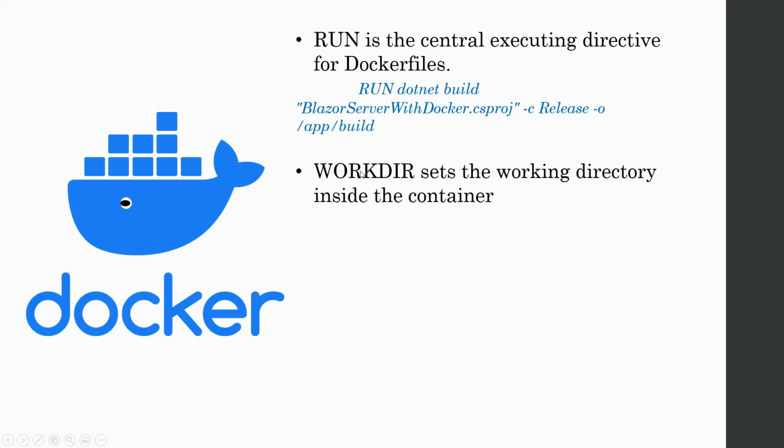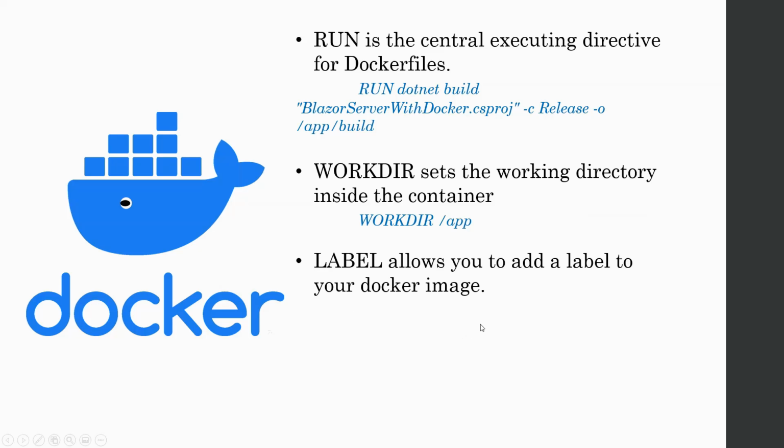/app/build. And workdir sets the working directory inside the container. For example, workdir /app. So this is setting the app directory as the work directory in the container. And label allows you to add a label to your Docker image. For example, label version equals 1.0.